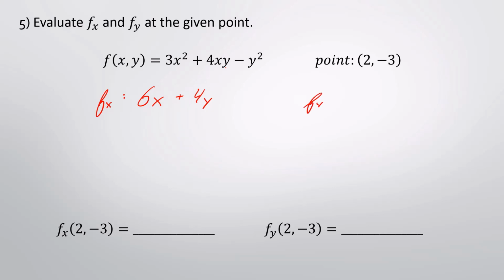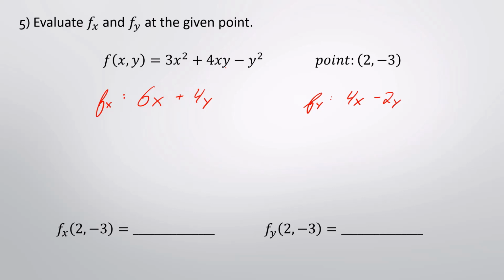Similarly, we can do the partial derivative with respect to y. We're doing essentially the same thing, except this time we're basing everything on the letter y. So that 3x squared, we're treating like it's a constant, so that's going to zero out. 4xy, that's just a coefficient of 4x on it, so it's going to be 4x. And then minus y squared's derivative, that's going to be 2y, because we're doing it with respect to y.